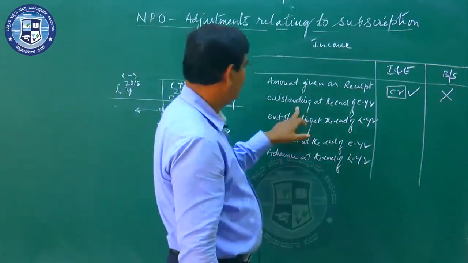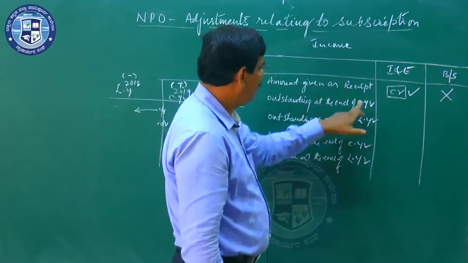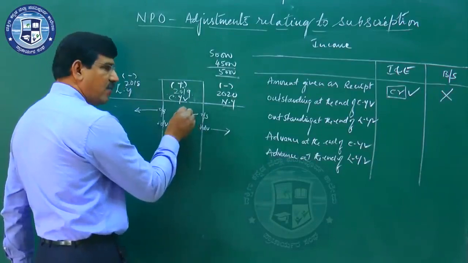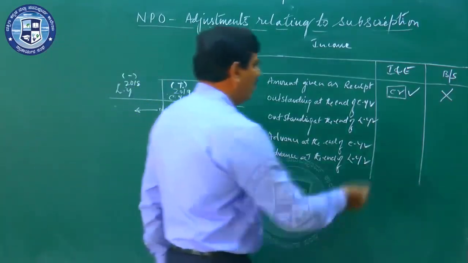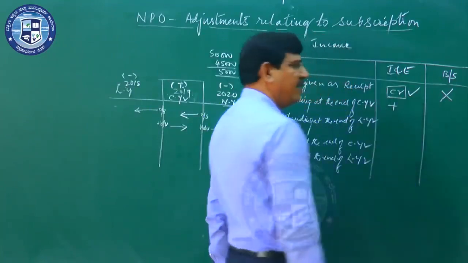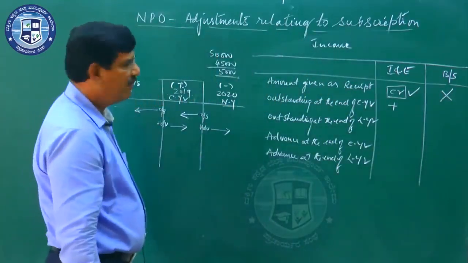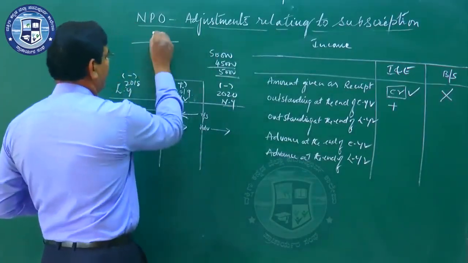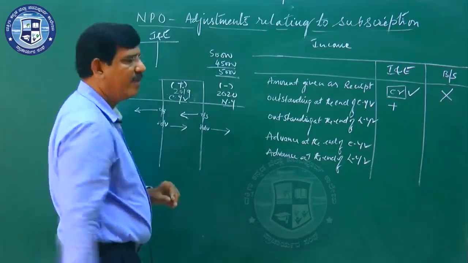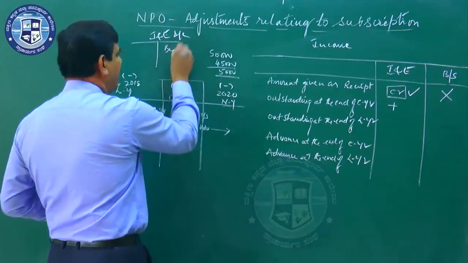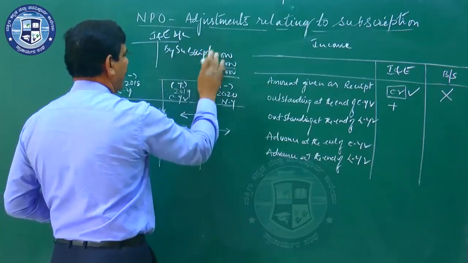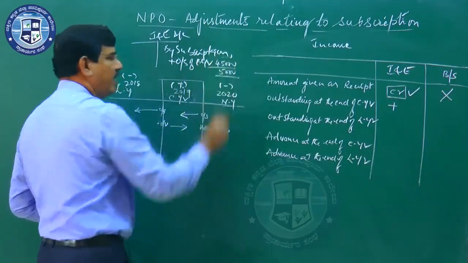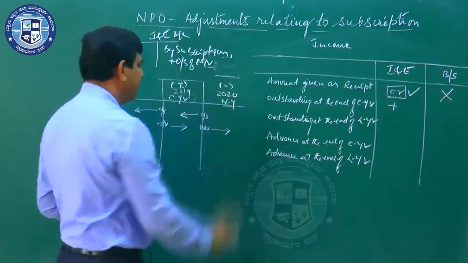So now let's look at the chart. Outstanding at the end of current year 2019, what you have to do? You have to add. So this will be plus in income and expenditure account. While preparing income and expenditure account, you write by subscription plus outstanding of current year. So like this you have to write.